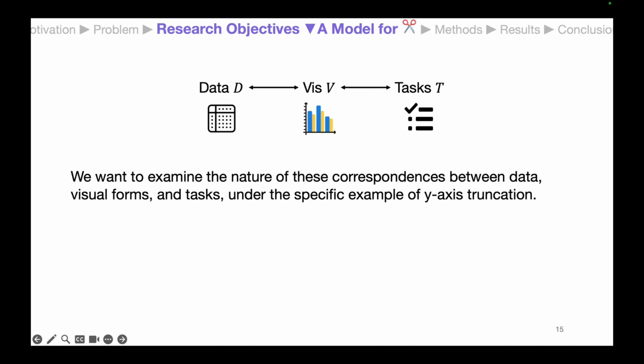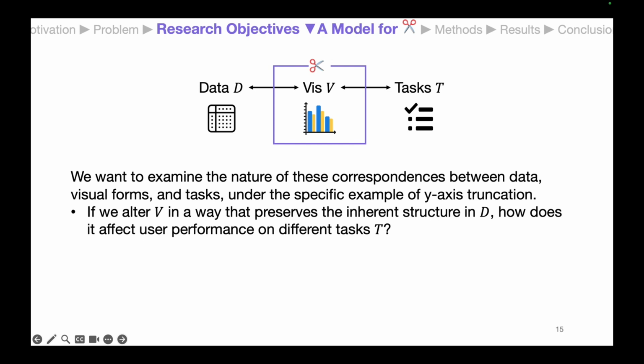While some visual configurations provide more affordance for certain tasks, others may support better perceptual accuracy. What this model allows us to do is examine the nature of these correspondences between data, visual forms, and tasks under the specific example of y-axis truncation. Specifically, if we alter the visual configurations in a way that preserves the inherent structures in data, how does it affect user performance on different tasks?